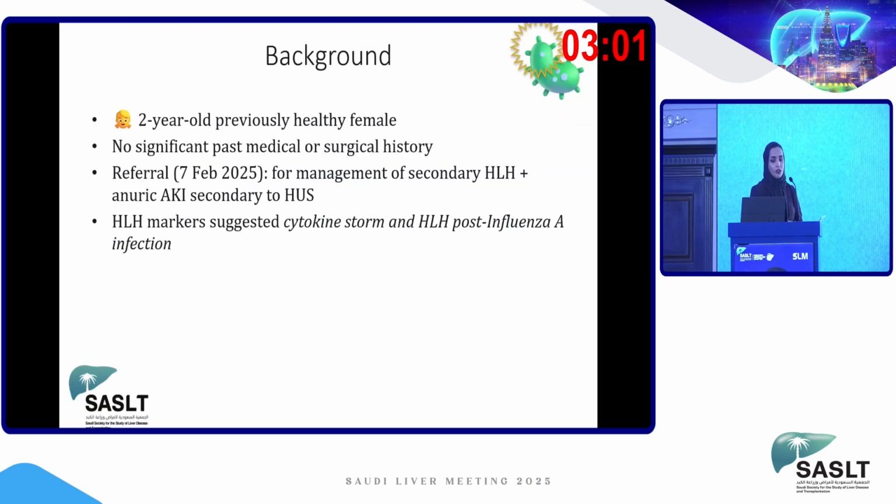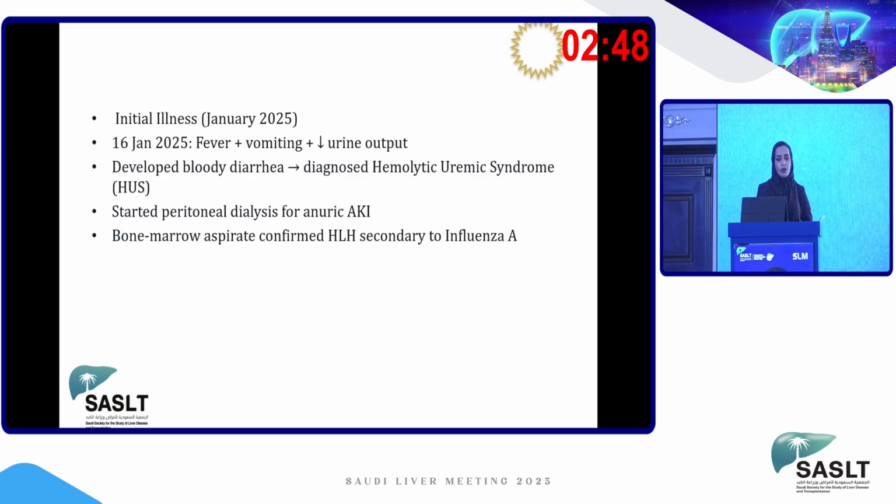The fourth case is a 2-year-old female with no significant past medical history. She was referred for management of secondary HLH. She also had anuric AKI, suspected to be hemolytic uremic syndrome. She presented in mid-January 2025 with viral illness and bloody diarrhea, was diagnosed with HUS, and started peritoneal dialysis for anuric AKI.